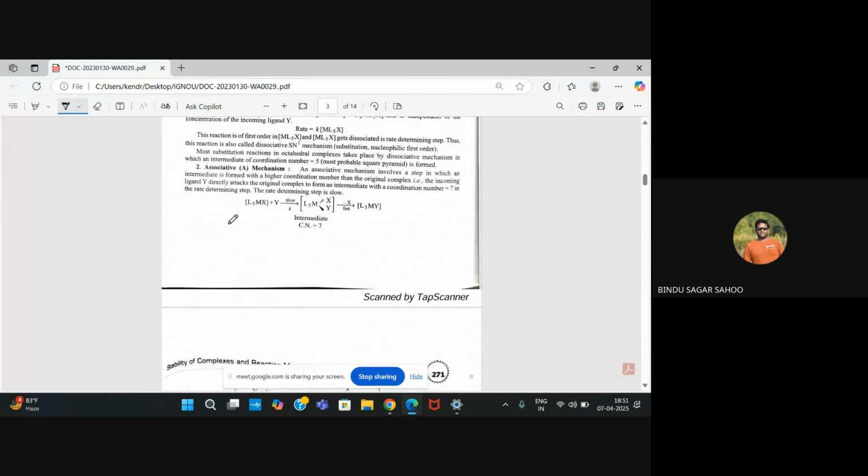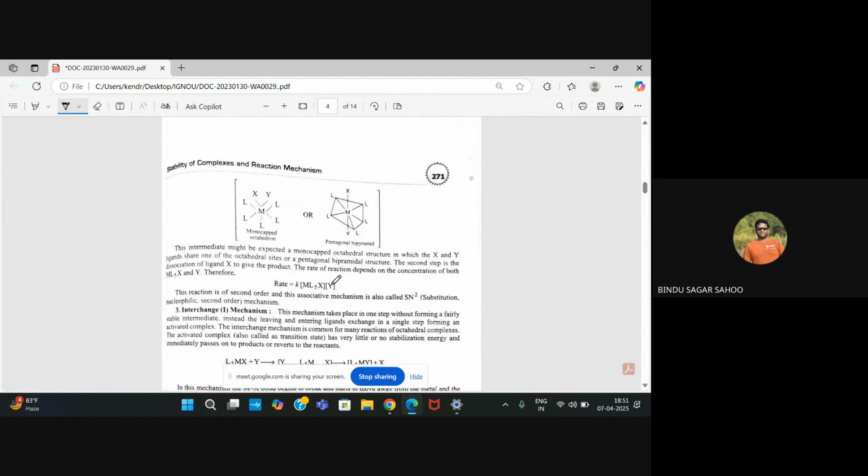Okay, in the associative mechanism, you can see here in the initial concentration, there are two reactants, and the first step is the slowest step. So you can consider the first step, the slowest step, just like the rate determining step. So it will be a second order reaction.